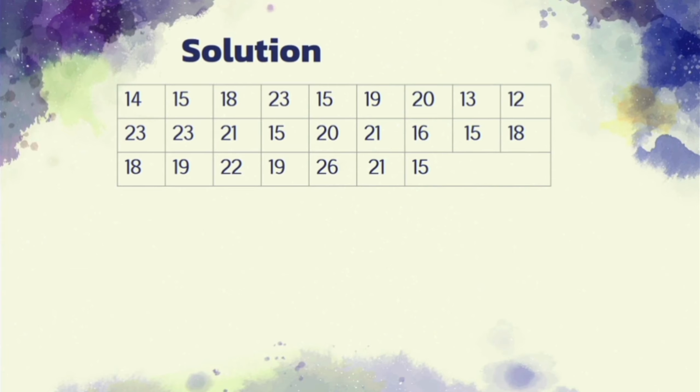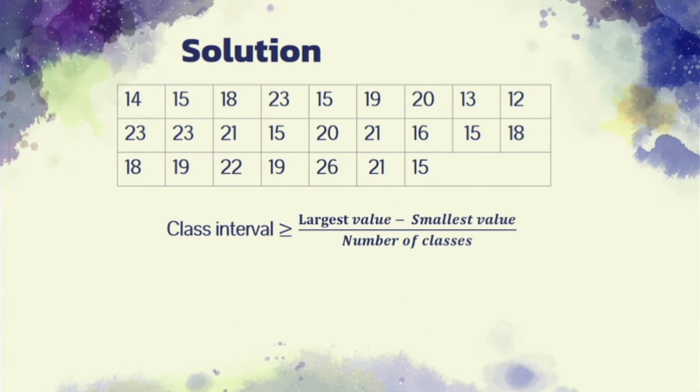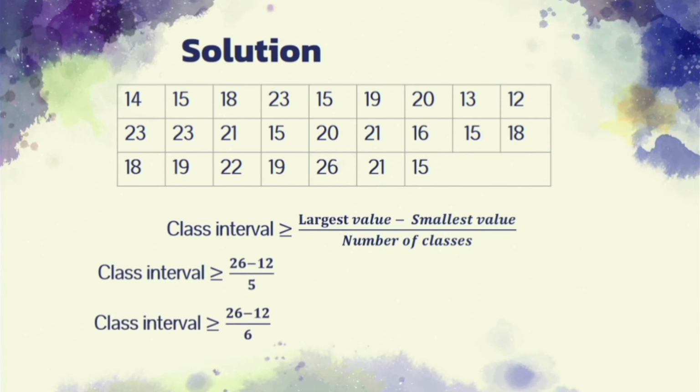In the solution section, the first thing we need to know is how many classes we can make by using the formula. So we can make either 5 or 6 classes. The second step is to find the class interval. The smallest value is 12 and the largest value is 26. As we have two options for the number of classes, if we make 5 classes, the class interval is 2.8, and for 6 classes it is 2.33. The next most convenient value in both situations is 3.